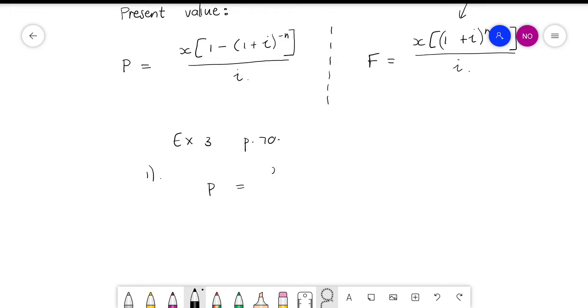So this is the formula I'm working with. How do I know that? Because she borrows the 980,000 now. That is the value now.